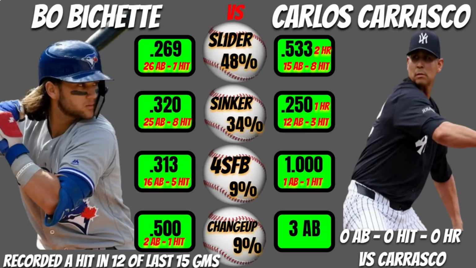Look at Carlos Carrasco and his batting averages against his number one pitch, which he throws 48% of the time. Like I said, the slider, a .533 batting average given up, 15 at bats, 8 hits, 2 home runs. His sinker, a .250 batting average, 12 at bats, 3 hits, and a home run given up on that. His four-seam fastball, he threw it once. It was engaged once, and it was for a hit. He's giving that up at a 1.000 rate, if you will. And the changeup, he's only thrown it about 3 times, so very small sample size.